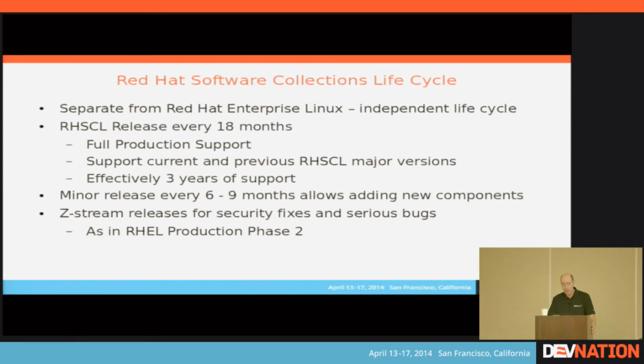Red Hat Software Collection Lifecycle. This will look a little bit like the DTS, separate lifecycle from Red Hat Enterprise Linux. In this case, we do a new major release every 18 months, minor release every 6 to 9 months or so. Full production support for the current and previous versions, and Z-Stream updates for security fixes and bug fixes.